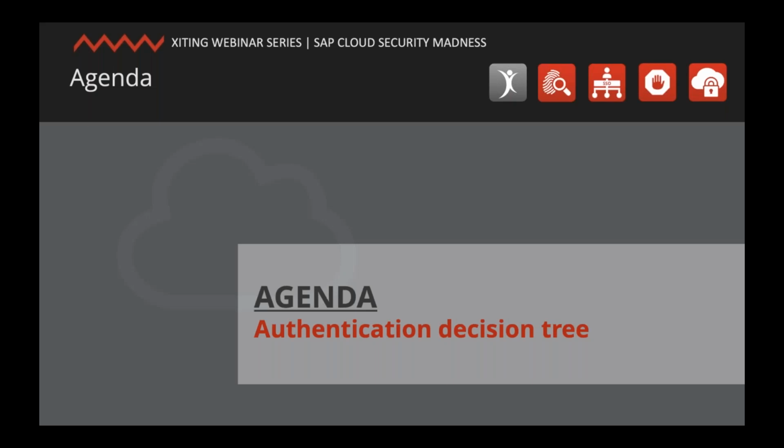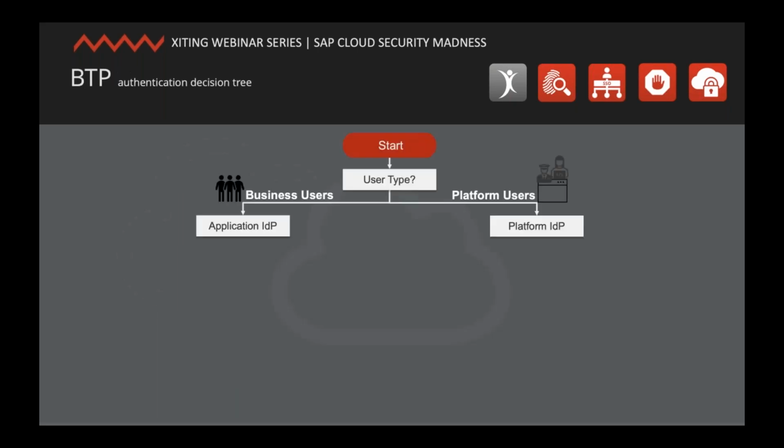Before we move over to the live demos, let's have a look at the authentication decision tree. And that is when a corporate IDP can be used and when the identity authentication service must be used. And we will first start at the business technology platform. As I said before, here we have the platform IDP and the application IDP. So the pre-configured identity provider for the platform is always the SUB-ID service. That is the one that is managed by SAP.